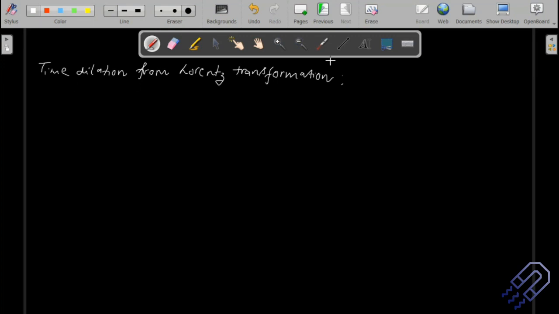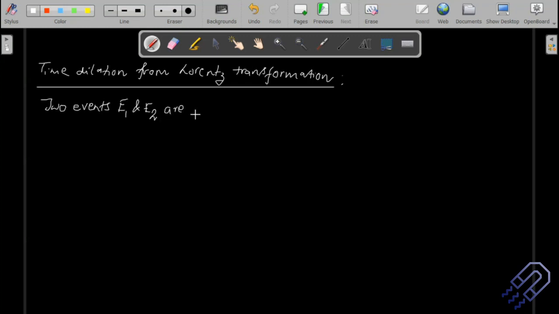We already have the Lorentz transformation relations, and we are just going to use them to find the relation for time dilation. So we are going to assume some things here, and I hope it will be a bit clear. Let me just write it down. What we are going to do here is consider two events. Let's mark them as E1 and E2, and they are in the same frame and at the same place.